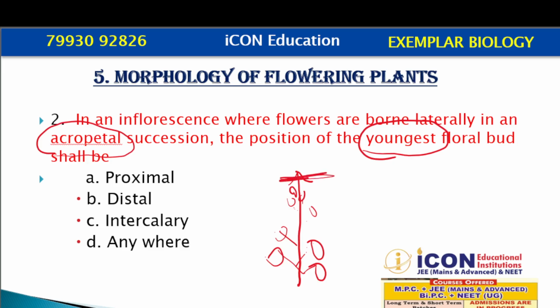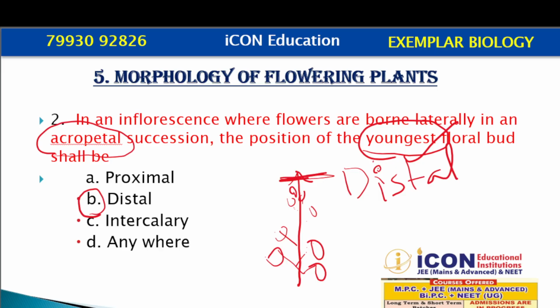So just now as I told you, the tip region is called the distal end. The distal end will have the youngest flower. So the correct option is option B, that is the distal end of the inflorescence will have the youngest flower. Okay.